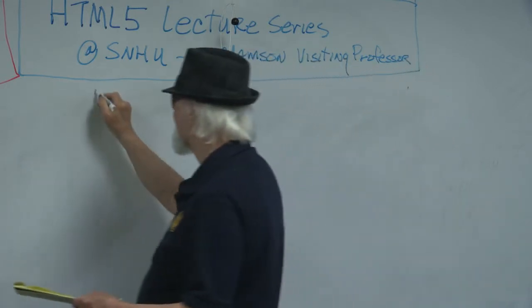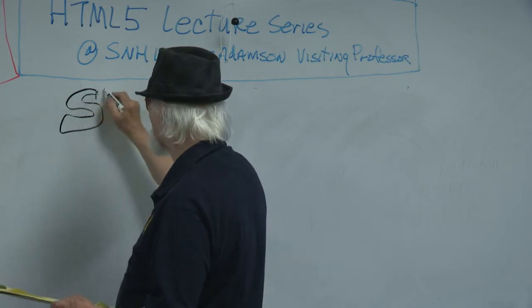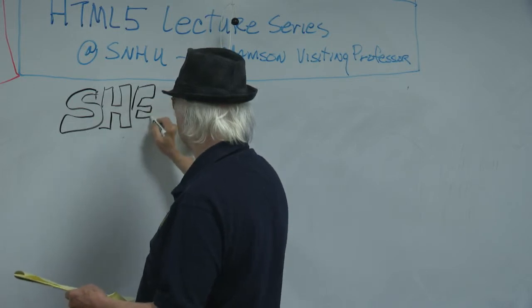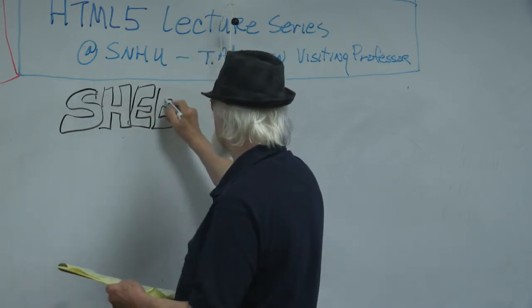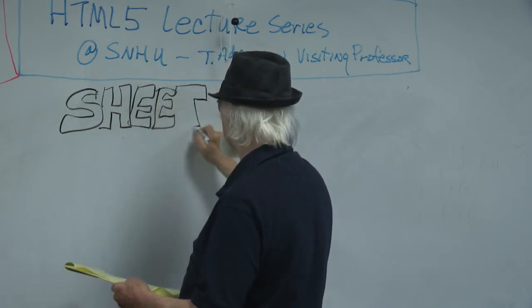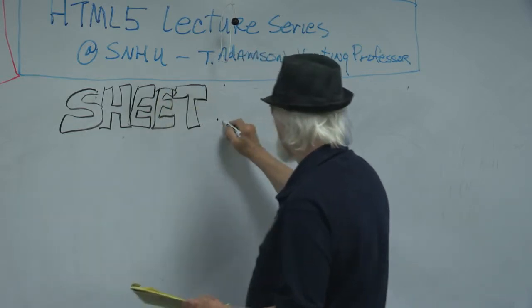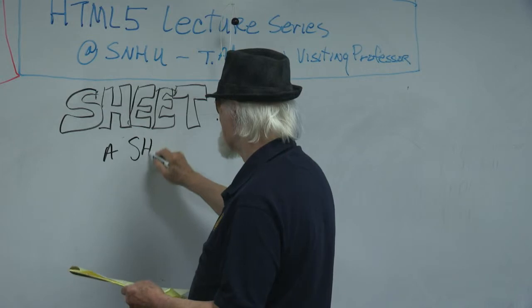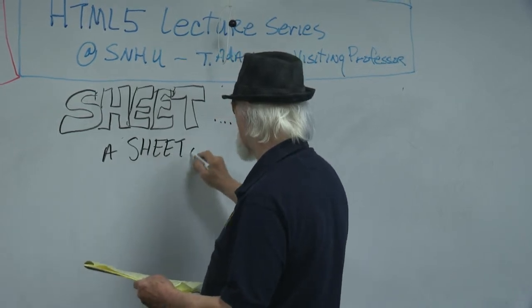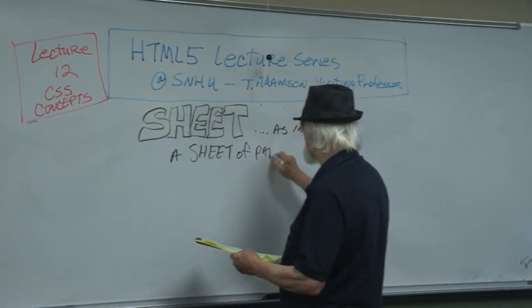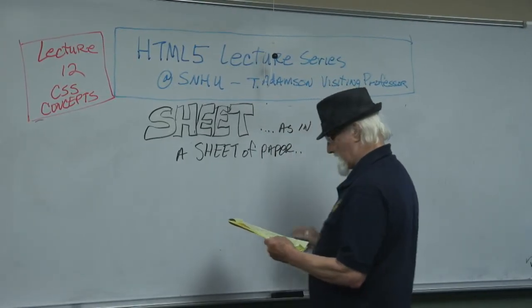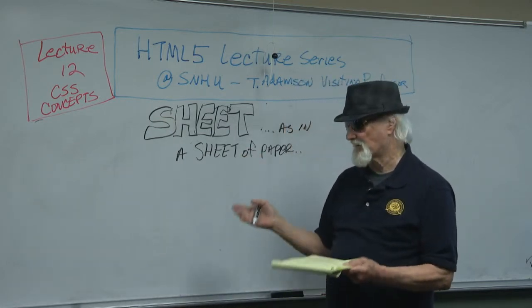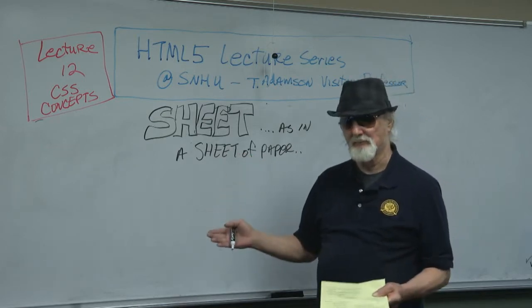A sheet, Cascading Style Sheet, S-H-E-E-T, as in a sheet of paper. It's like a style sheet is like a sheet of paper. They could have called it Cascading Style Documents, but they didn't.